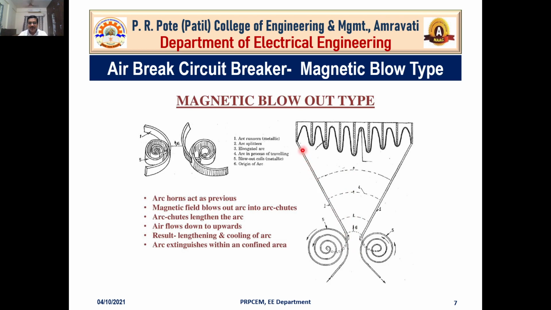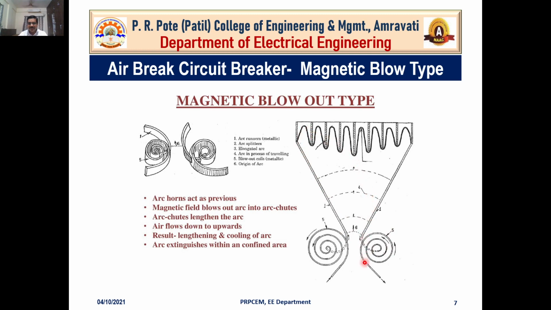Okay, and it will enter this particular arc chute. This is the arc chute we have. This whole arrangement is the arc chute arrangement, and in the arc chute we have the arc splitters. So here, what exactly happens? These arc horns act as a path through which you are directing this arc to enter the arc chute. Then the magnetic field blows the arc into the arc chute. Because of the magnetic flux, the arc moves to enter into the arc chute.